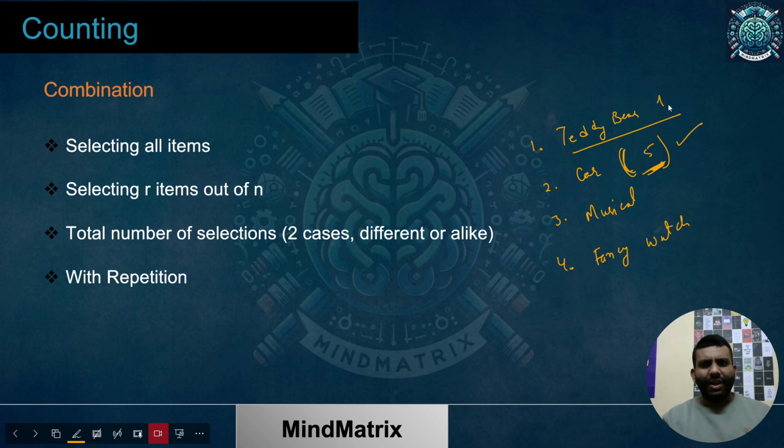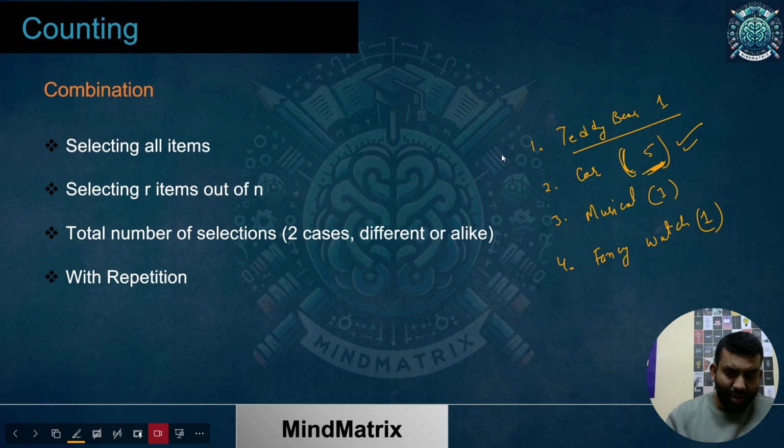Then I'm having 1 teddy bear, 1 musical instrument, and 1 fancy watch. So now if I talk about the number of ways I can select over here, again, I don't have any budget. I can buy all, or if I don't like anything, I won't be buying anything over here. So I have considered both the cases. The different items are there and alike elements are also there. So how would I be picking it up in that case?